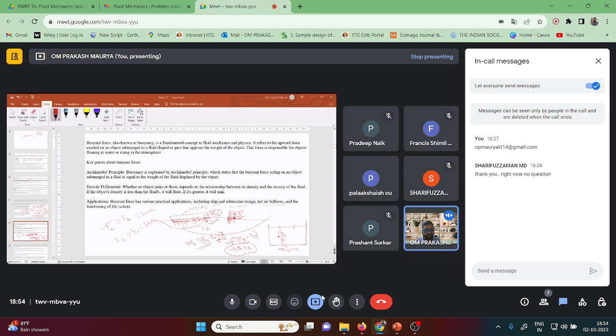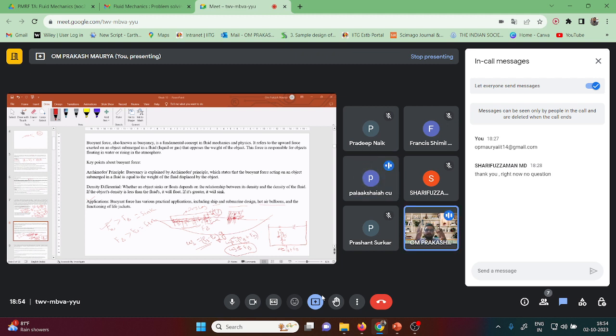Excuse me, sir. Yes, actually, as per my experience, this buoyancy force always acts through the center of buoyancy in case of a submerged body. In the floating body case, the buoyancy force always acts through the metacenter. In the submerged body, the buoyancy force always acts through the center of buoyancy.